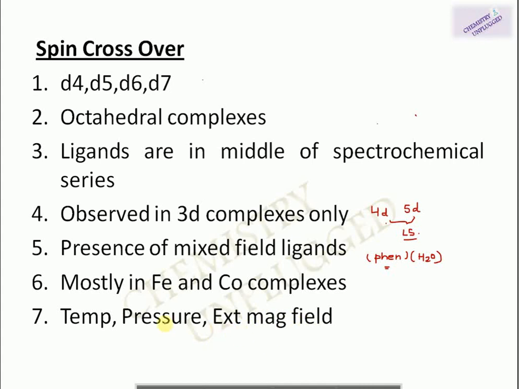If you are increasing or decreasing temperature, pressure and external magnetic field, then you can see this type of effect. For example, if temperature is high, then the complex will be high spin, and for low temperature conditions the complex will be low spin. So always remember this: high temperature, high spin; low temperature, low spin. So we will take an example for this also.